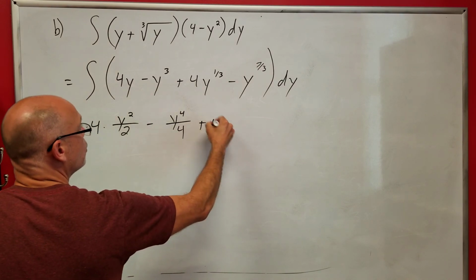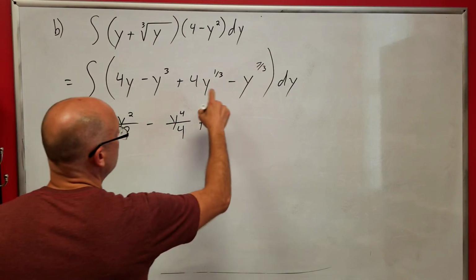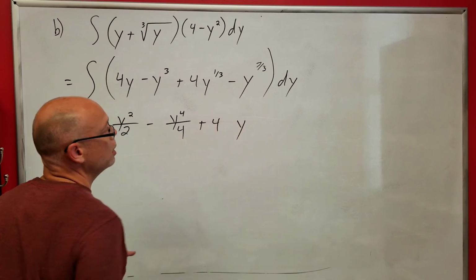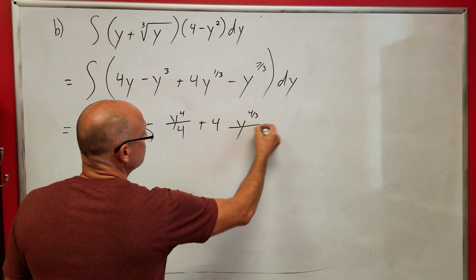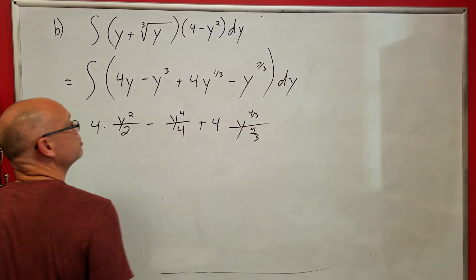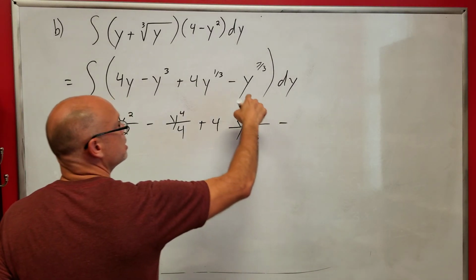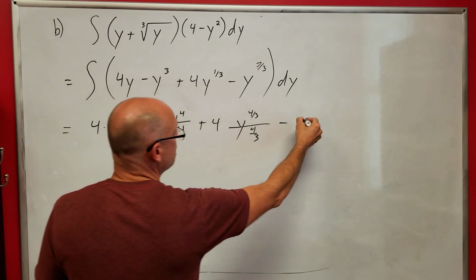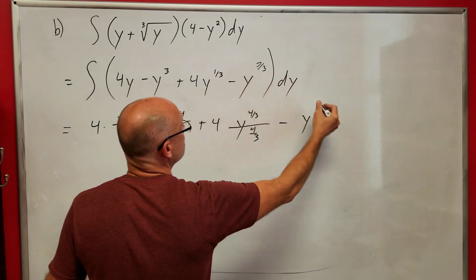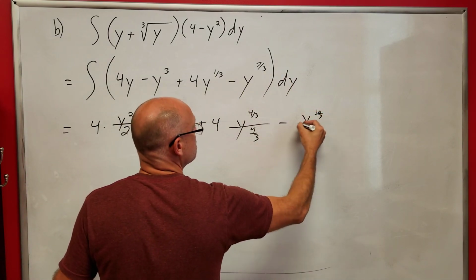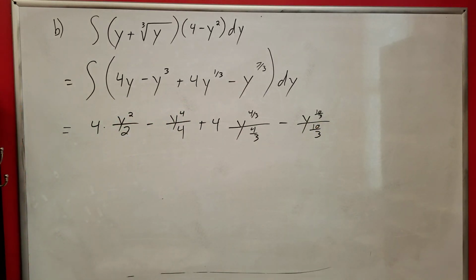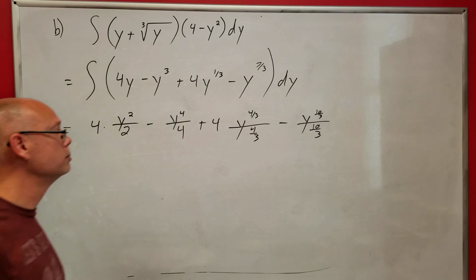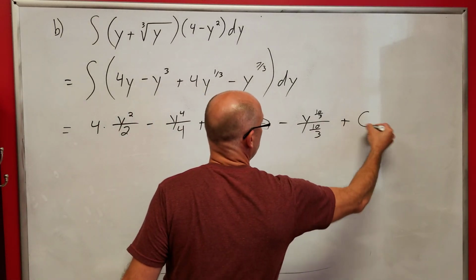Plus, bring down your 4 here. What's the antiderivative of y to the 1/3? Well, add 1 to 1/3. What does that give you? 4/3, divided by 4/3. Minus, how about the antiderivative of y to the 7/3? Add 1 to 7/3. What does that give you? 10/3, over 10/3. And what do we need to put at the end? Plus that big old fat c, right?